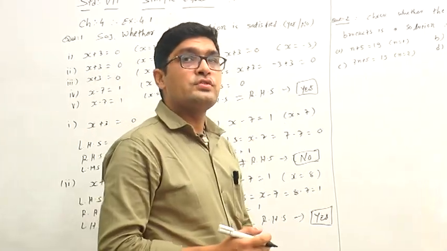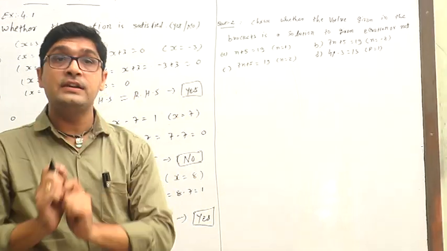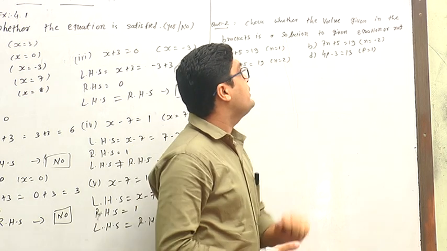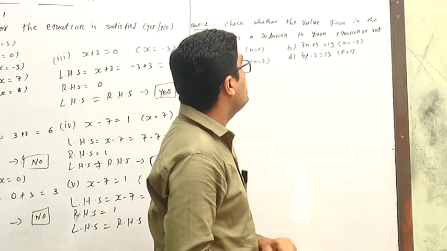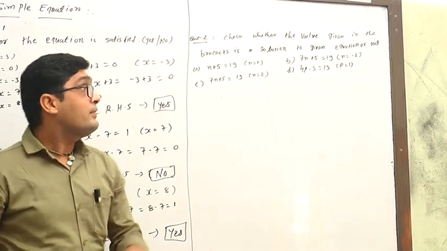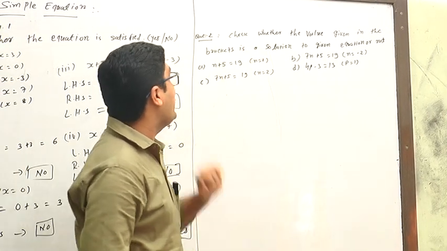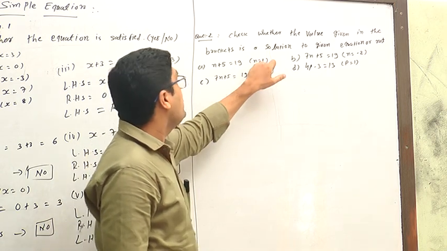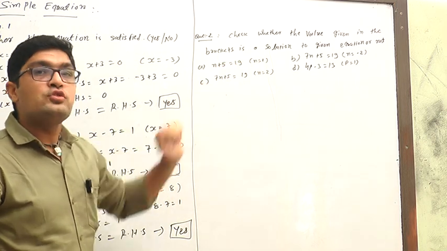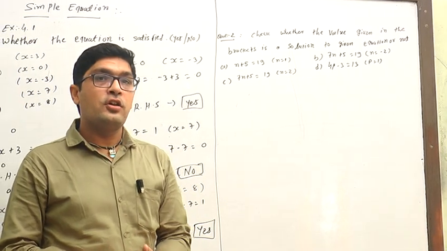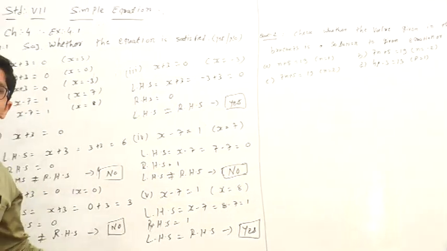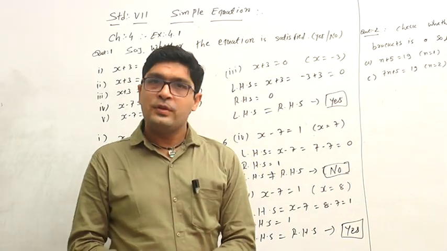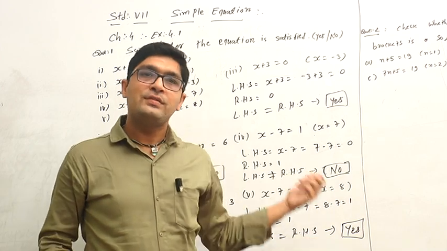Okay, second question. What is the second question? First, read the instruction. What is given to us? Check whether the value given in the bracket is a solution to the given equation or not. One value is given in the bracket. So we have to put this value in the equation and check whether there is a solution or not. Whatever we have done in the first question, the same method we have to do in the second question. So not to worry about it. Just start our question with the same method.